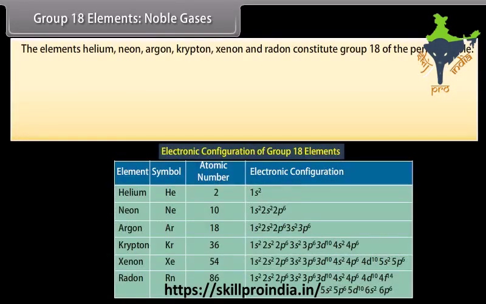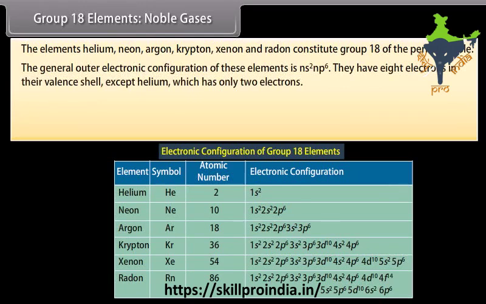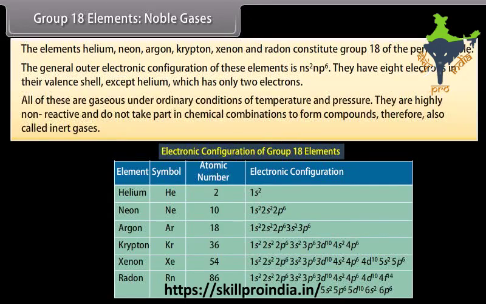Group 18 elements, noble gases. The elements helium, neon, argon, krypton, xenon, and radon constitute group 18 of the periodic table. The general outer electronic configuration of these elements is ns2np6. They have 8 electrons in their valence shell except helium, which has only 2 electrons. All of these are gaseous under ordinary conditions of temperature and pressure. They are highly non-reactive and do not take part in chemical combinations to form compounds, therefore they are also called inert gases.